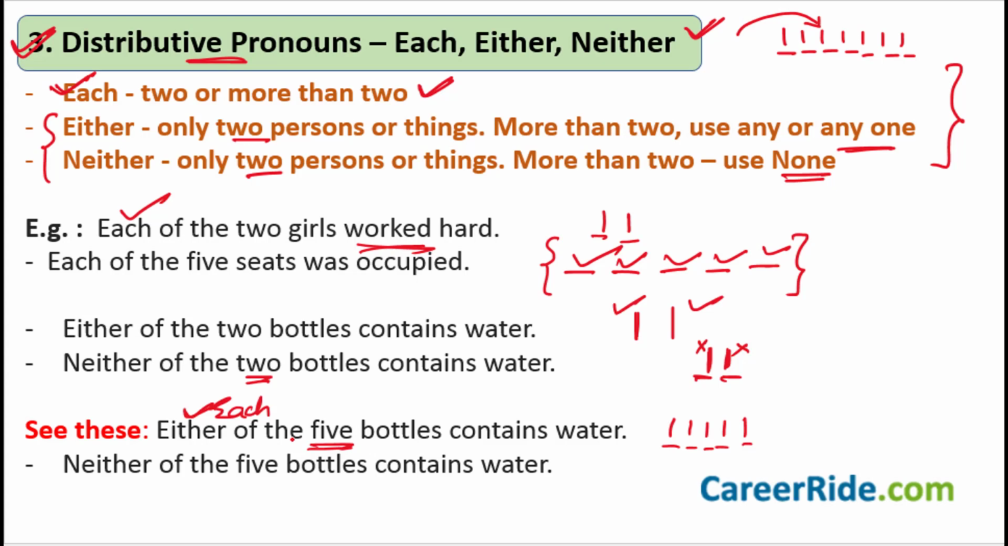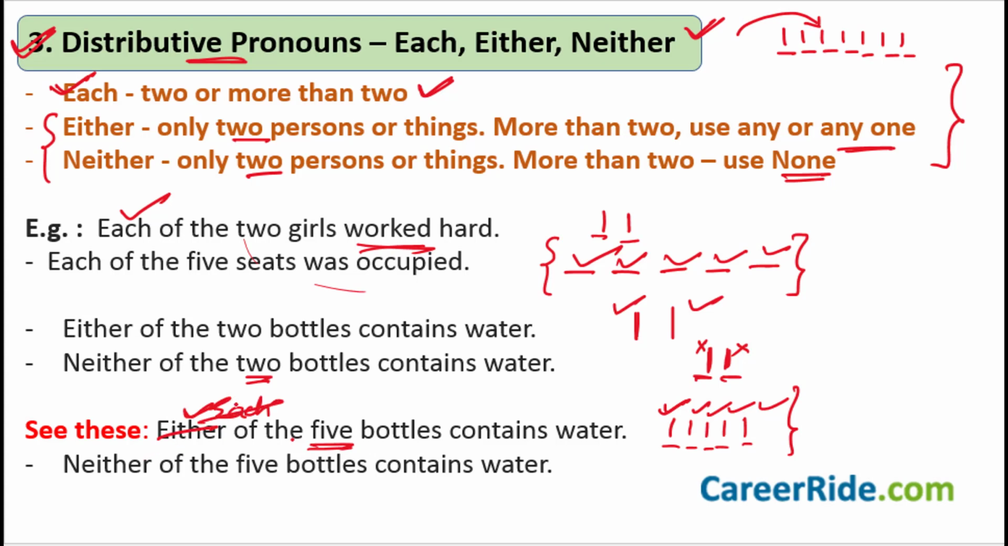Earlier the original sentence was trying to tell you that one of these 5 bottles has water, which means maybe this bottle has water. But now if I write each, the sentence would be each of the 5 bottles. Now this also has water, this also has water, all of them have water now. The meaning of the sentence has changed altogether, right? So we cannot use either because it is more than 2 things, and we cannot use each also because the meaning of the sentence is changing.